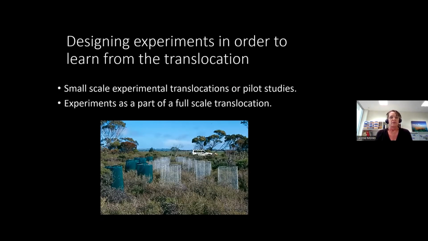The other thing that's talked about in the guidelines is considering designing these translocations as experiments. There are lots of papers and articles in the literature that talk about the value of using experiments to learn from these translocations. We can do these as either small-scale experimental translocations, or what we call pilot studies, ahead of the main planting, or they can be undertaken as part of the main planting.